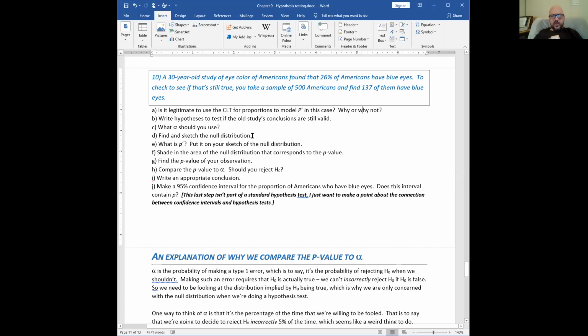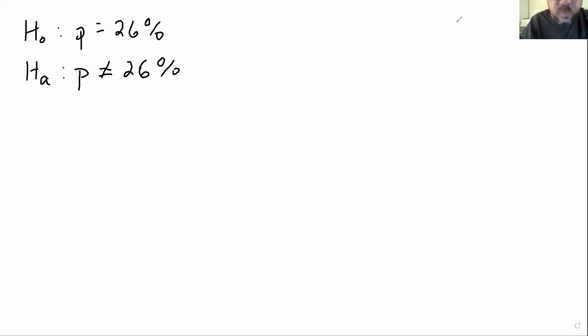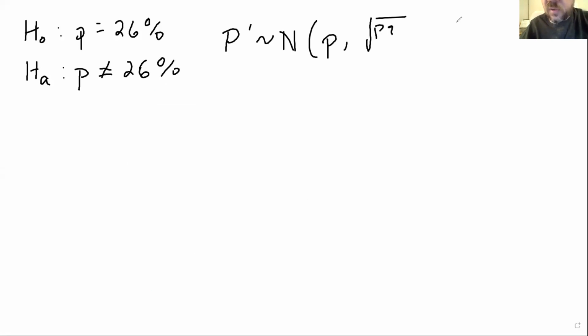Find and sketch the null distribution. So the null distribution is a normal distribution, right? The central limit theorem for proportions tells us what the null distribution is going to be. It says that P prime is approximately normally distributed with a mean of P and a standard deviation of square root of PQ over N. That's what the central limit theorem for proportions tells us.